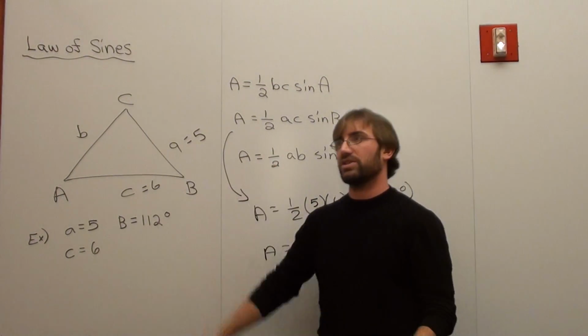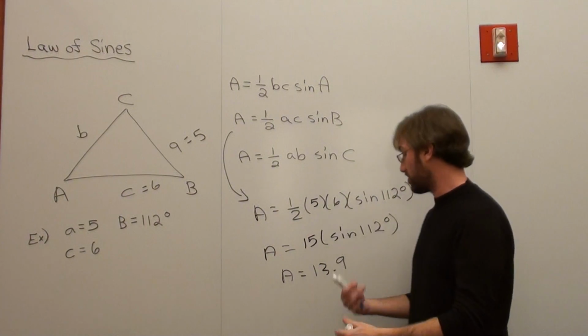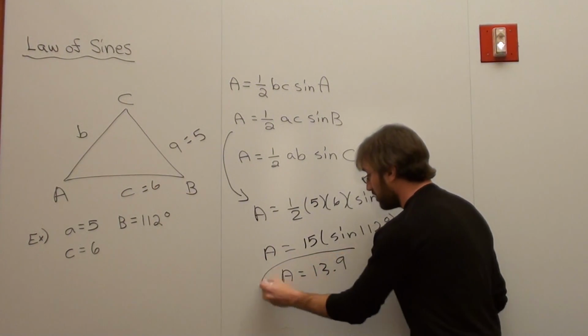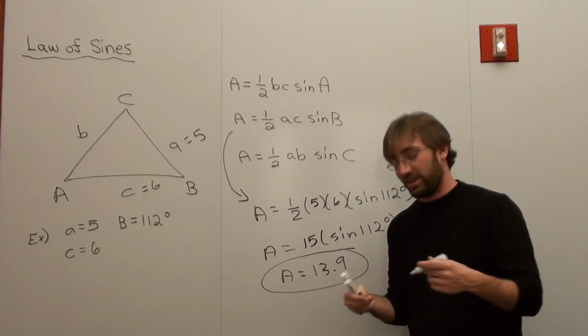If each side were measured in meters, it'd be meters squared. If it was measured in inches, it'd be inches squared, etc. But that's how you can use these formulas to figure out the area of a triangle.